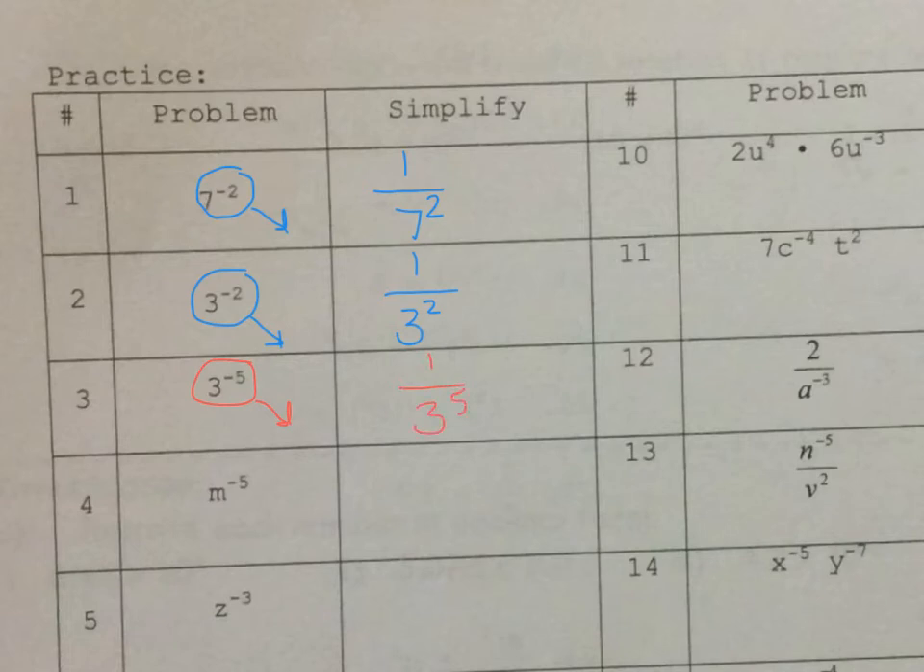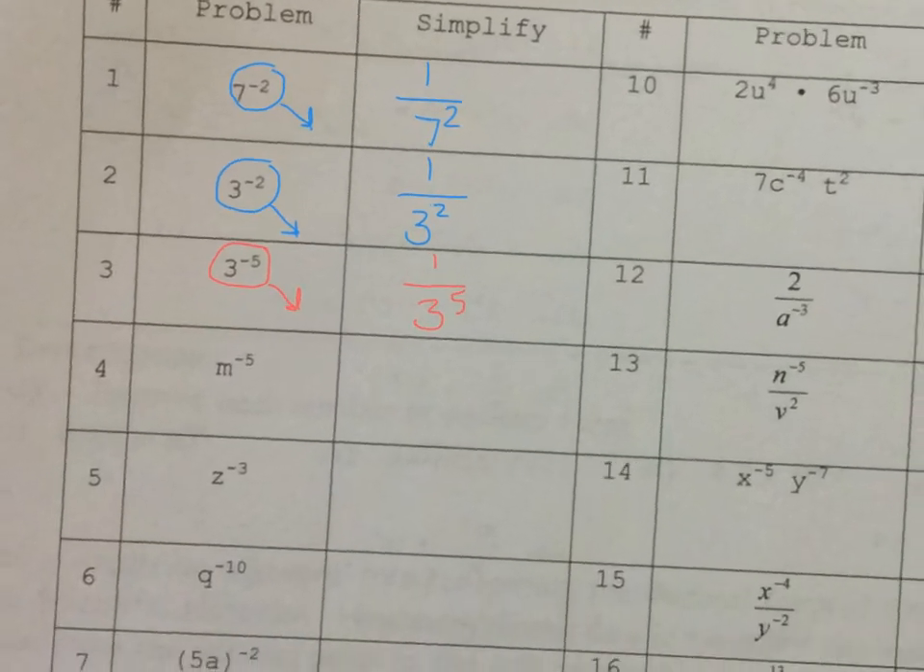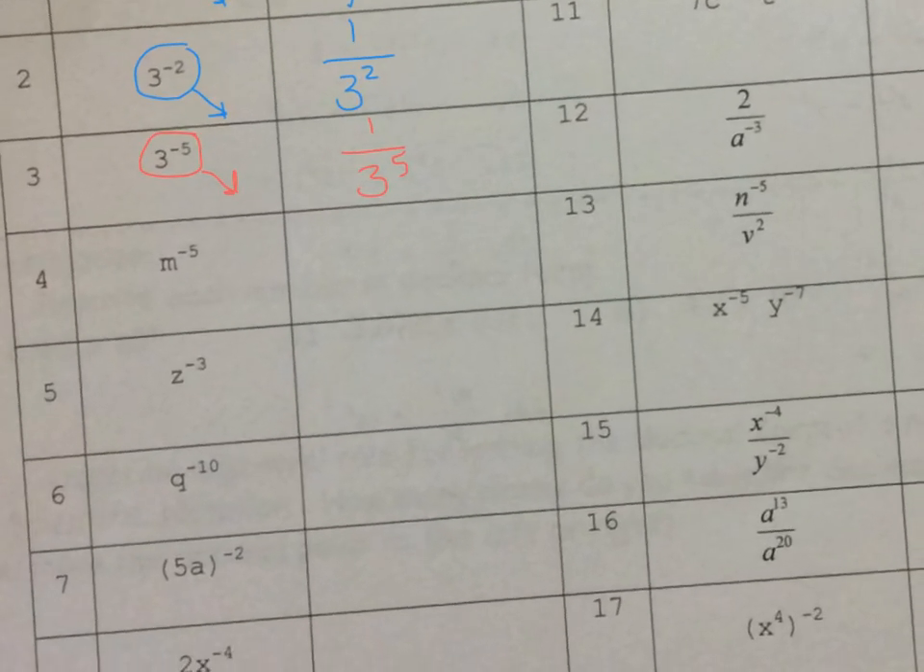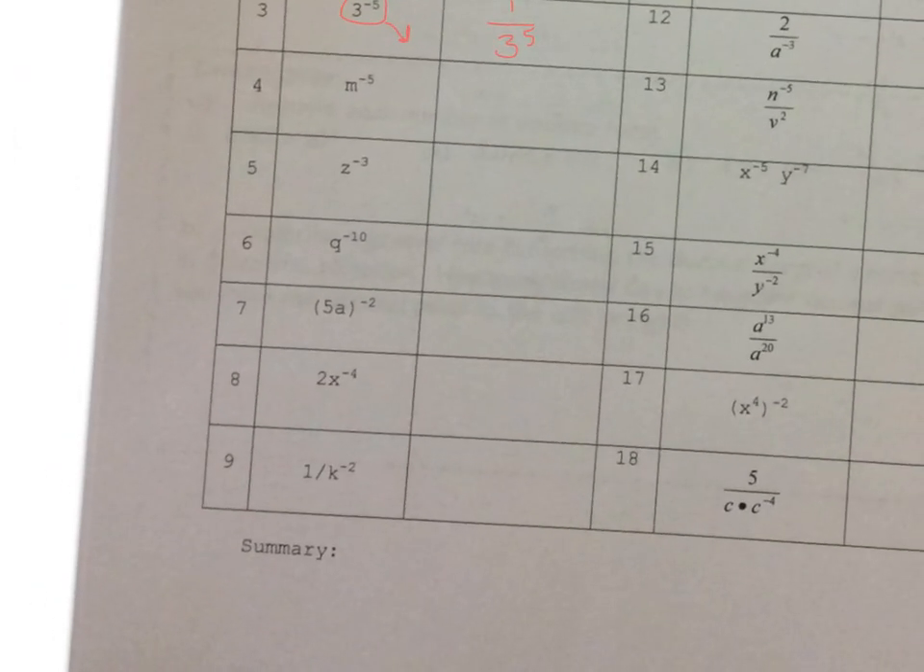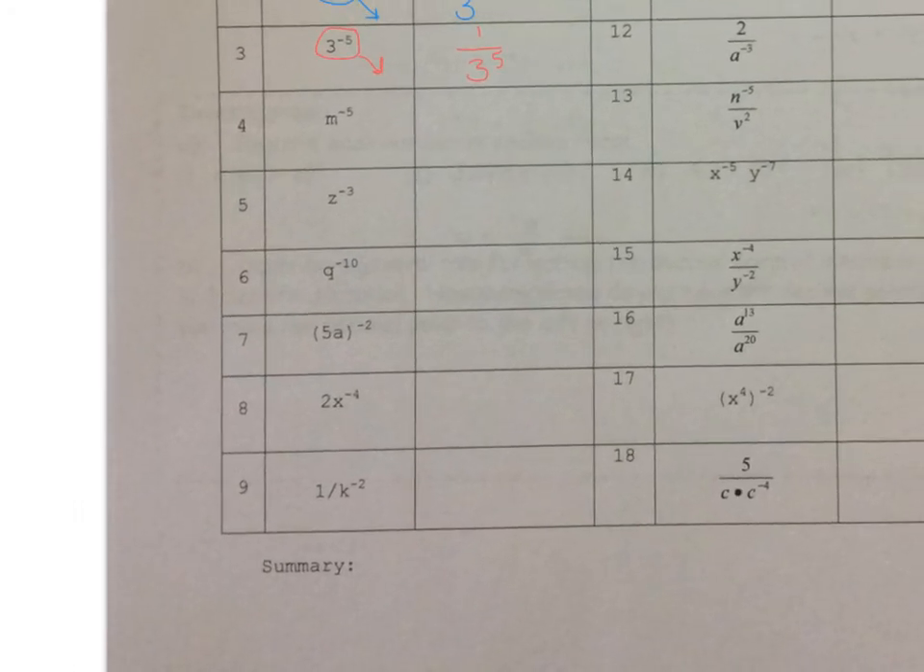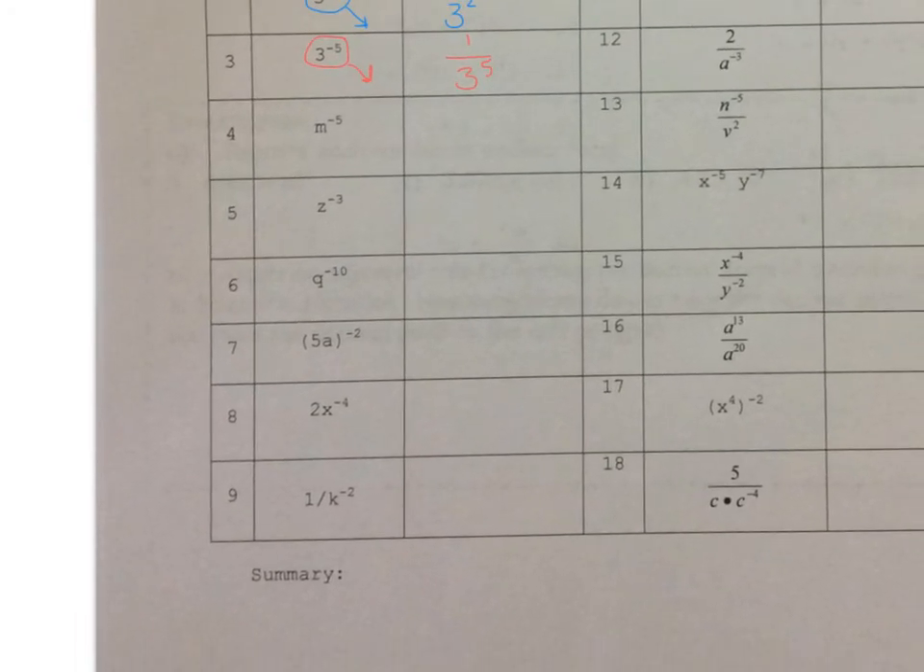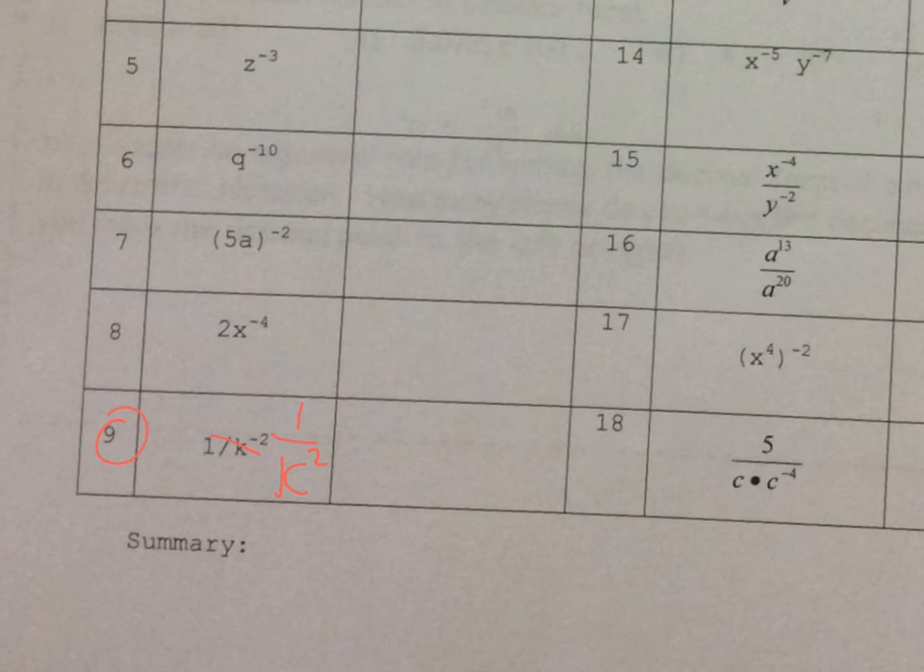We're going to look at a couple others. We'll do some of these in class. The only thing that might throw you off is right here, number 9. I don't like the way this is written. I'm going to rewrite it as 1 over k to the negative 2. It's k, not k squared. So that was 1 over k to the negative 2.